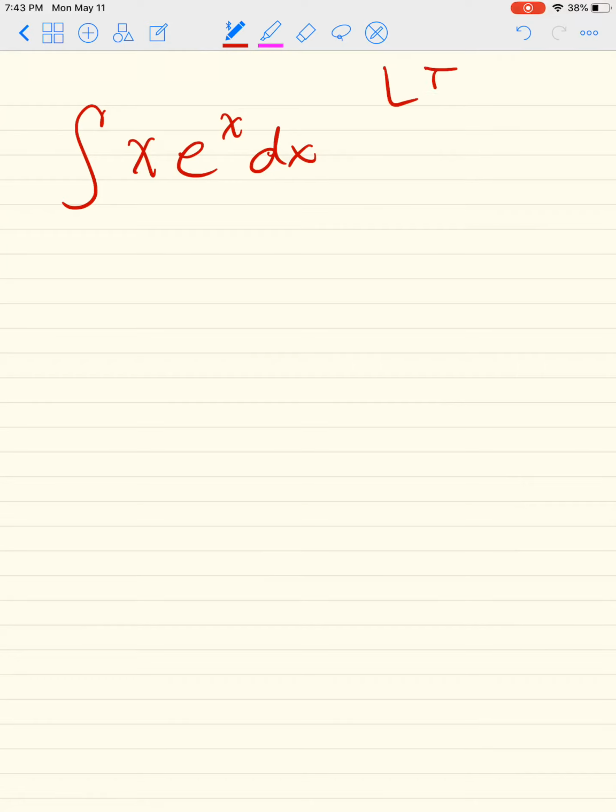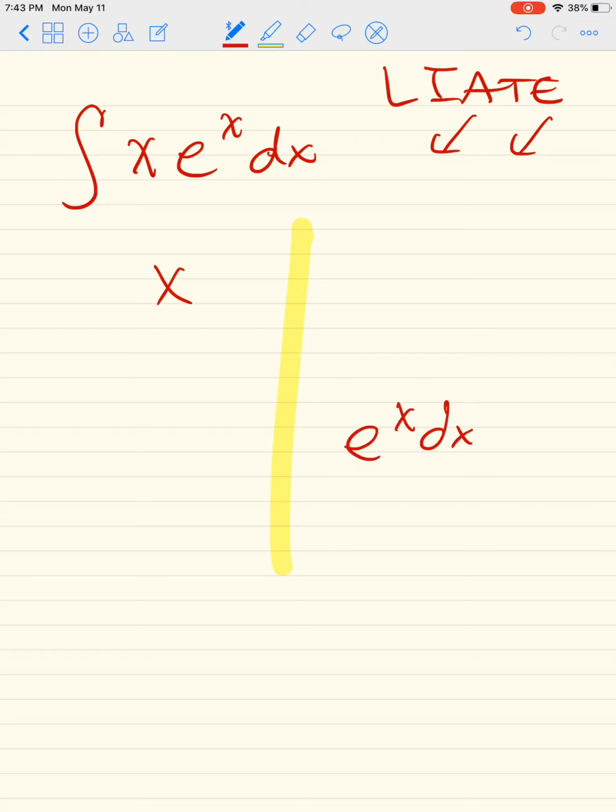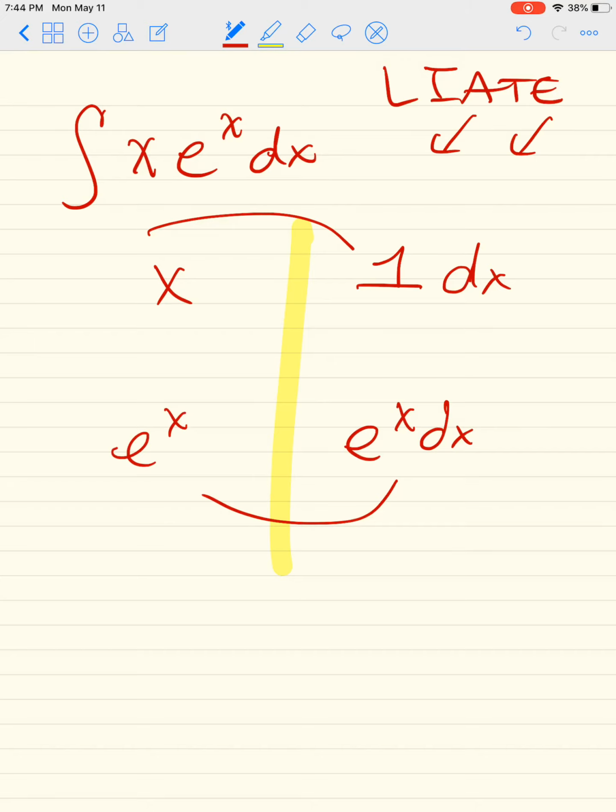x e to the x. I write down LIATE. I say to myself, I could never integrate products, so I'm going to draw my little yellow brick road, and then I'm going to say x is A, e to the x is E. A is to the left of E, so he goes here. e to the x with the dx goes here. I'm going to take the derivative, which is 1. I have to remind myself to put a dx there. I'm going to take the integral. It's just e to the x.